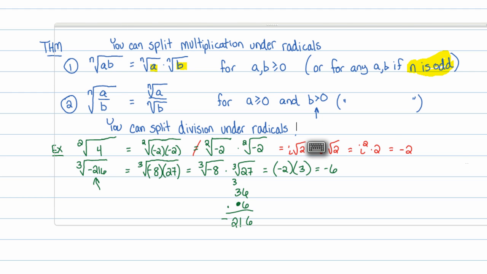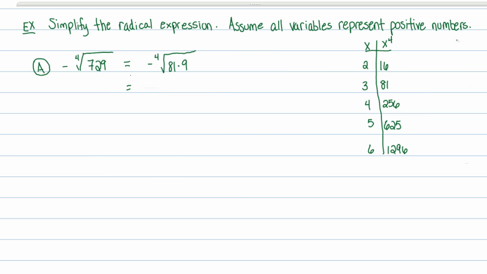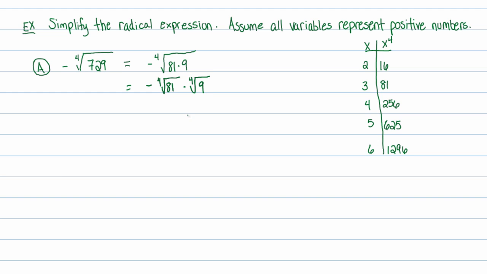Go back to the example. We're going to split the product up. So notice the radical has a negative in front of it. We still aren't messing with that negative. The negative's still there. It's just going to be the fourth root of the first factor times the fourth root of the second factor. And from this list over here, I know the fourth root of 81 is going to be 3.